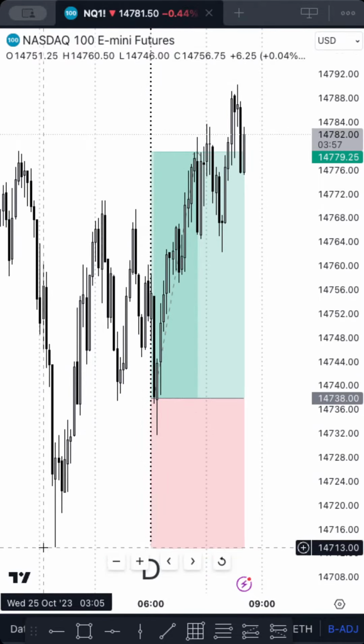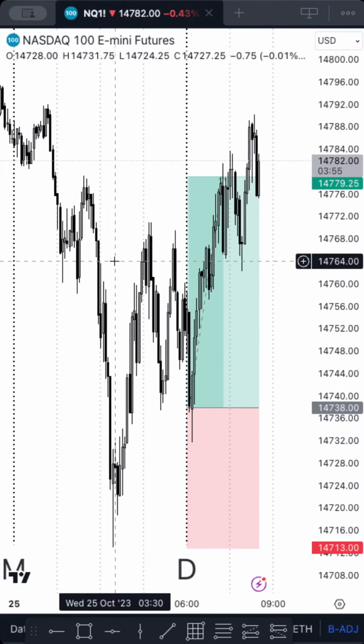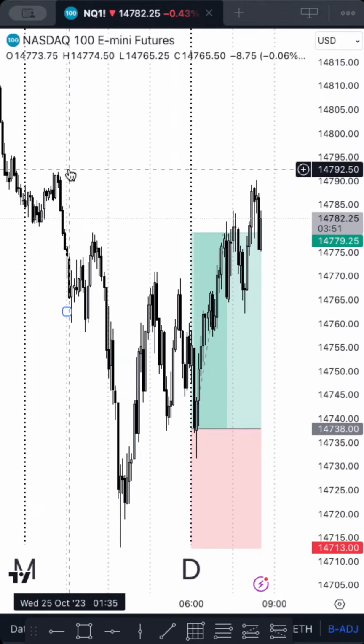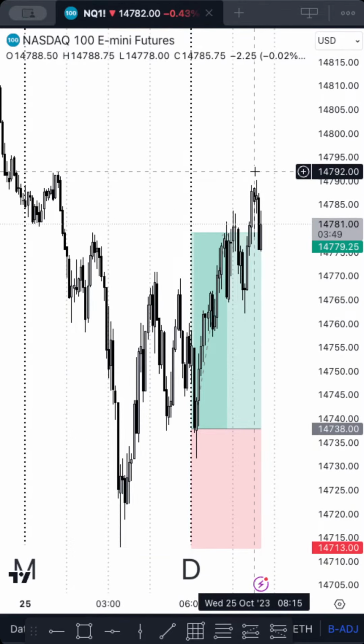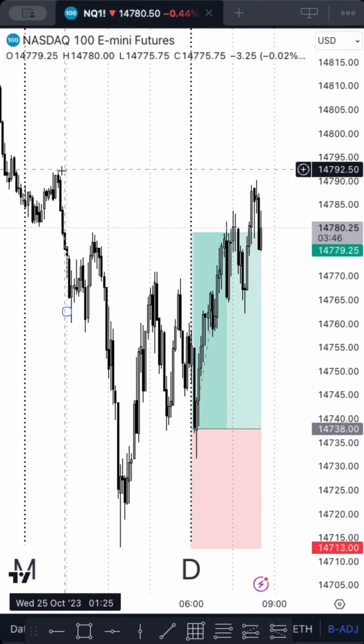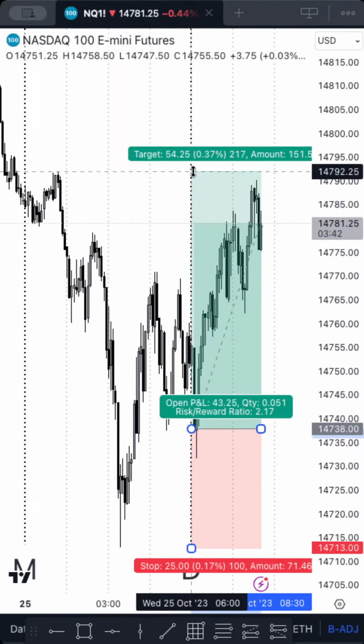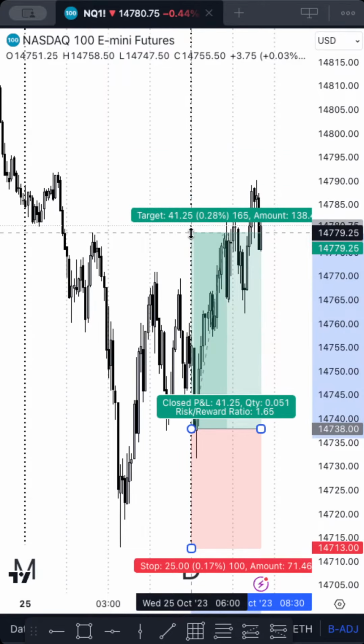I put my stop at the recent low, and we targeted the recent highs 1 and 2. So we could have also gone for this high, which it hasn't hit just yet as of this time at 8:30 in the morning, but it is still a solid trade. Even if you try to hit that one, that would be pretty close to a 1 to 2. But I am very conservative.